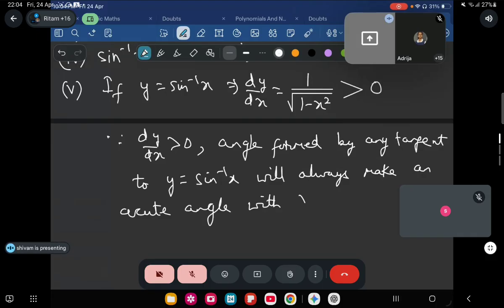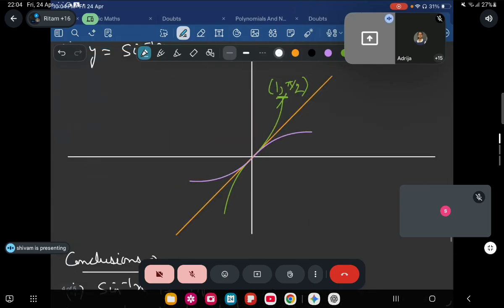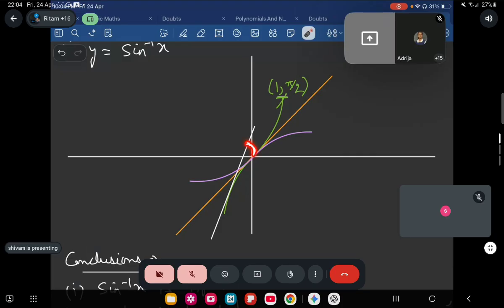With the x-axis. Right, everyone, tell me. You draw the graph. I mean, you draw the tangent. You see this tangent. What is the angle? Is the angle acute or obtuse? The angle is acute.